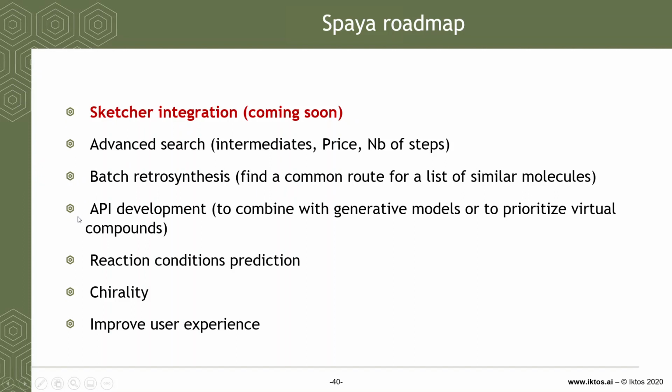We are working also on the API development to be able to connect this technology to generative models or to perform big batches of retrosynthetic analysis. Reaction condition prediction is something very important. We are working also on it, chirality as well, and also how to improve the user experience, how to navigate smoothly through all the possibilities proposed by Spaya.